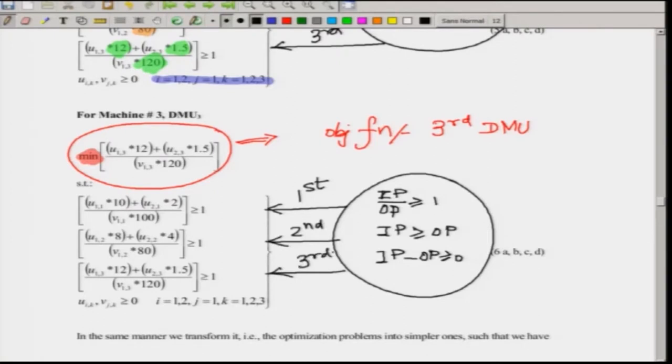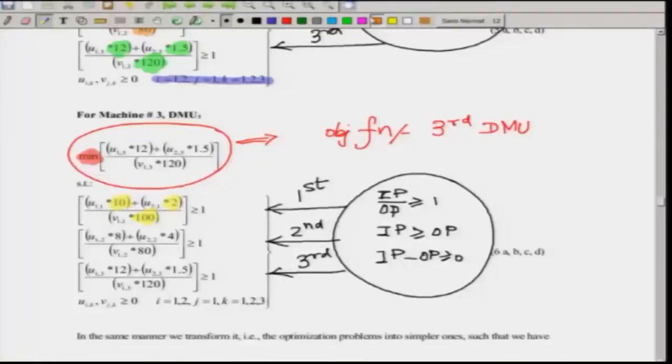Now, if I consider again the same coloring scheme, sorry, I should use a highlighter. So, the 10, 2 and 100 are the corresponding, first two being for the input conversion factors or the weights or whatever you try to denote for the first DMU inputs, and 100 being the first DMU's outputs.